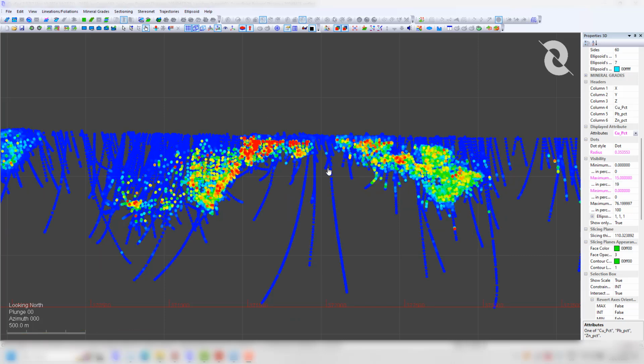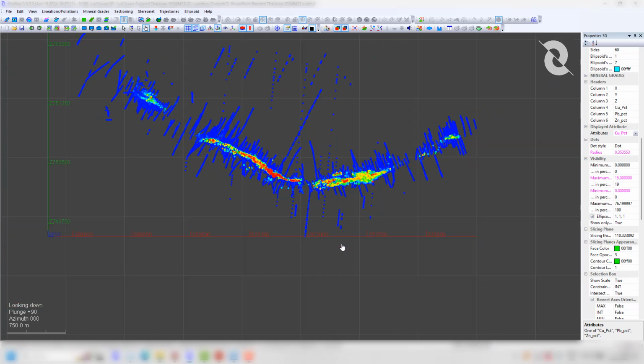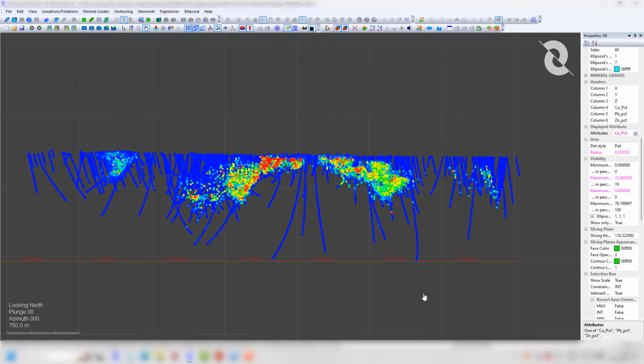So let's get started with the copper data. I'm looking at a plan view here. The overall trend of this mineralized zone is east-west. If I look towards the north, you can see that the plunge of these deposits differs depending on where you are. On this side, everything is plunging towards the west. On this side, everything is plunging towards the east.